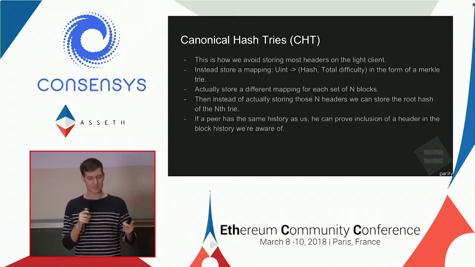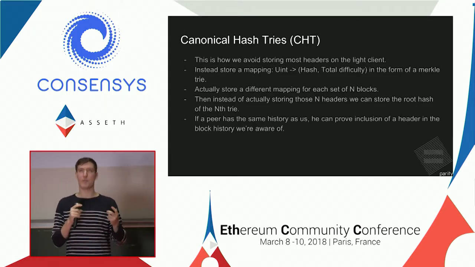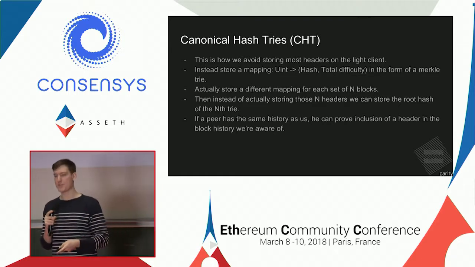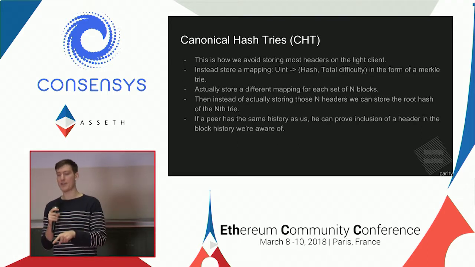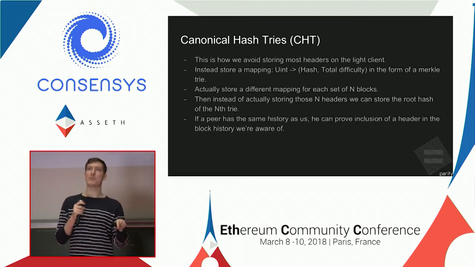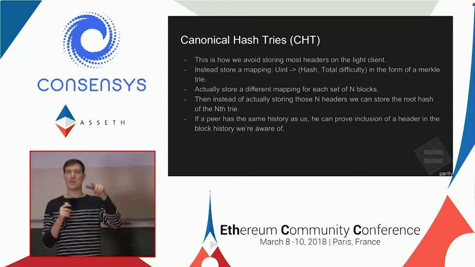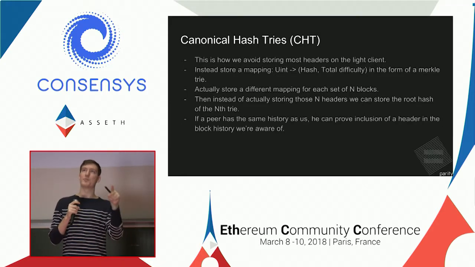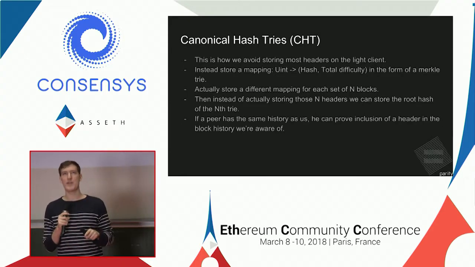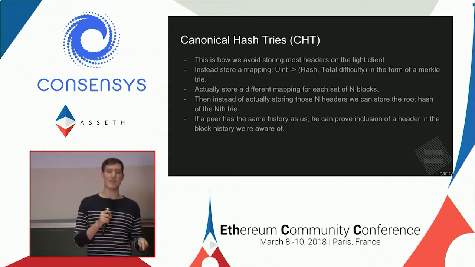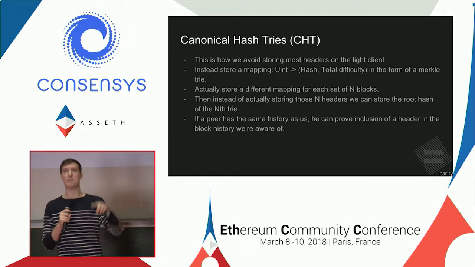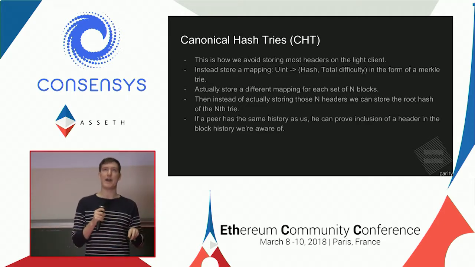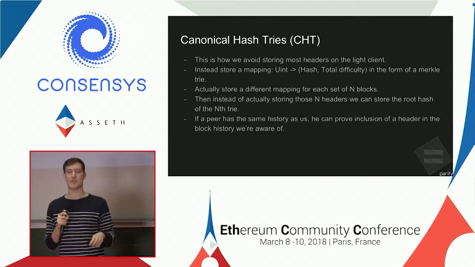And so we have blocks from 1 to 2048 all in one of these mappings, and after we've passed that block on the light client, we just generate that mapping locally and throw out all those headers. And we keep that mapping in a Merkle tree and keep the root of that. So that means that if we have any full node peer who has the same history as us, they can also generate that exact same Merkle tree and prove the header hash of any block in that history to us.